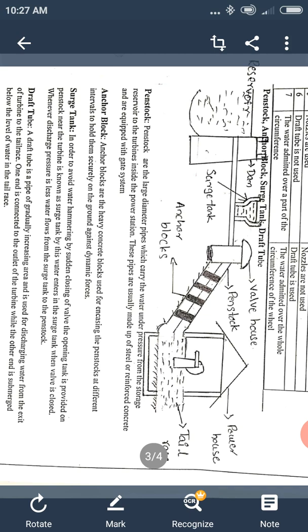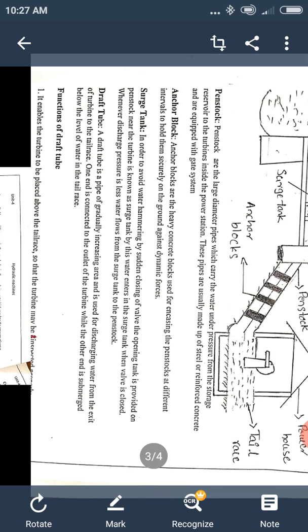Surge tank: in order to avoid water hammering caused by sudden closing of the valve, an open tank is provided on the penstock near the turbine, known as the surge tank. By this, the water enters the surge tank when the valve is closed. Whenever the discharge pressure is less, the water flows from the surge tank to the penstock.